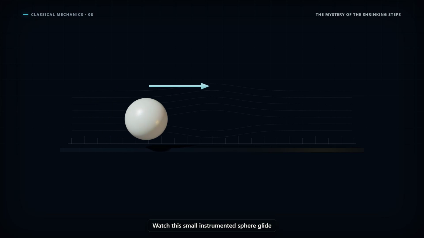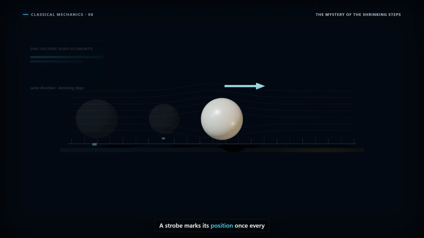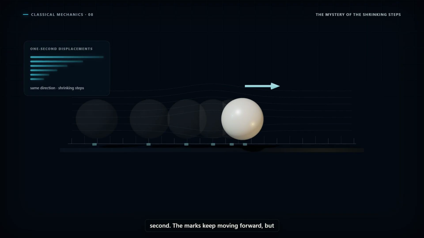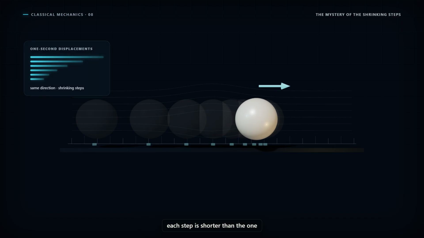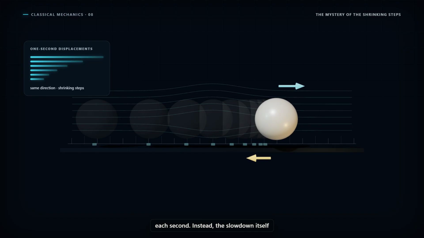Watch this small instrumented sphere glide through a fluid chamber. A strobe marks its position once every second. The marks keep moving forward, but each step is shorter than the one before it. Nothing removes the same amount of speed each second. Instead, the slowdown itself fades as the sphere slows. What rule produces motion like this?